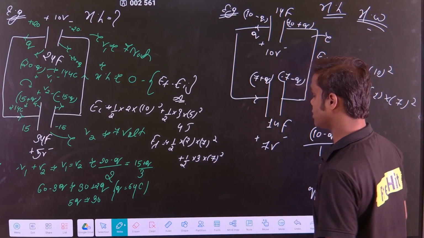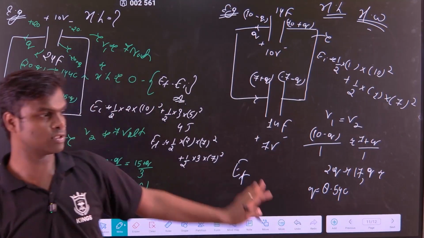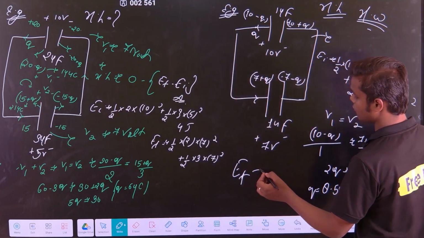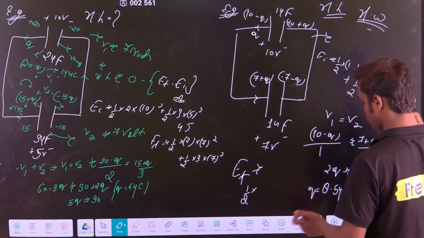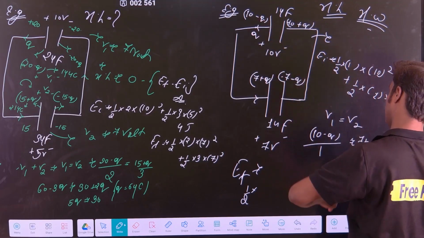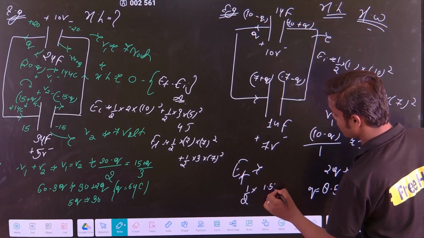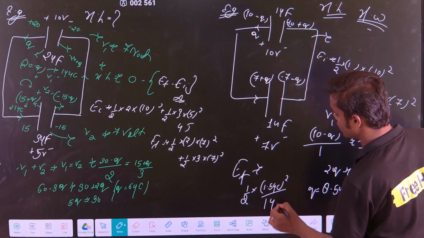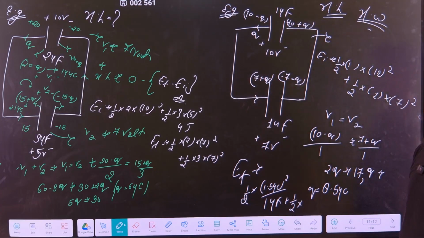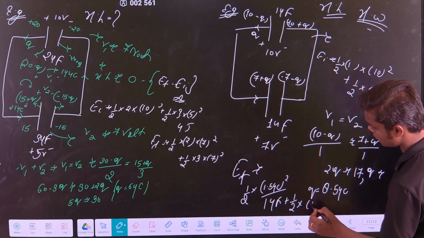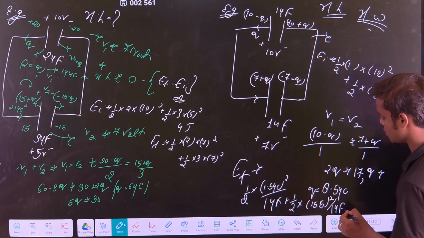Once you have q, you can calculate the final energy, yes or no? You can do this calculation. What is E final? Half q square by C, correct? What is q square? See, 10 minus 8.5: 10 minus 8 is 2, 2 minus 0.5 is 1.5. So (1.5 microcoulomb) whole square divided by 1 microfarad, plus half into the charge on this surface, 7 plus 8.5, that is 15.5, whole square divided by 1 microfarad. So from there you will get the final energy.